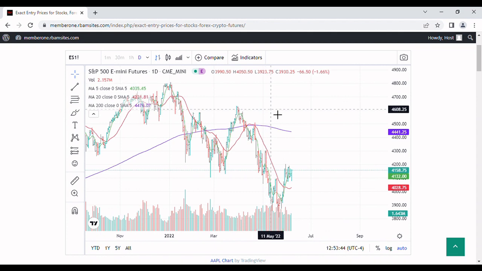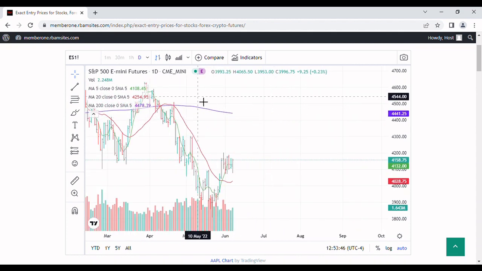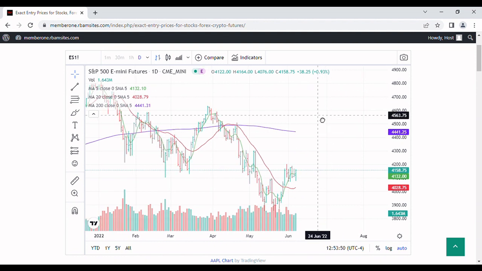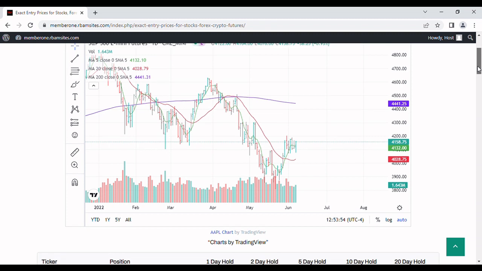But this S&P 500 E-mini is a great contract to take a look at. Of course, everything I'm saying is in my opinion, but it is a great contract. Let's scroll down here real quick and see what RBAM Research does.